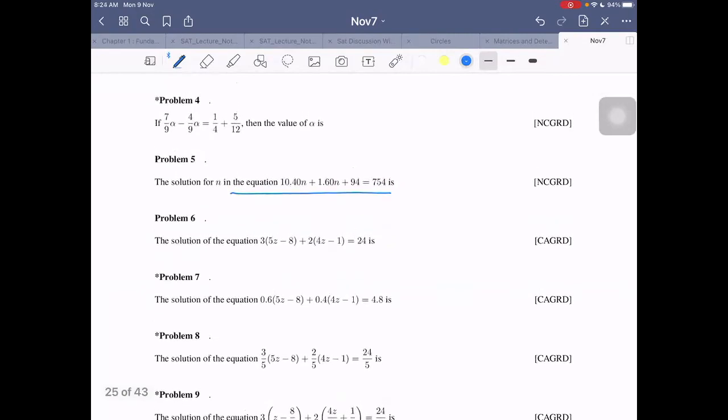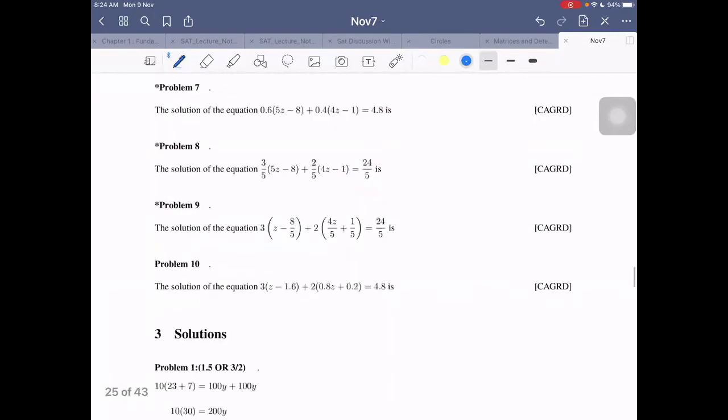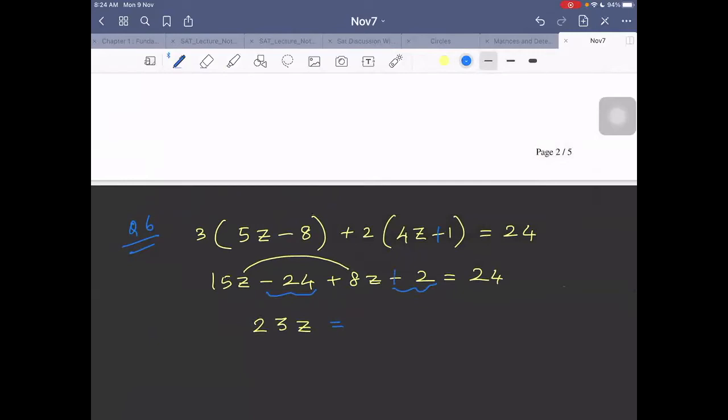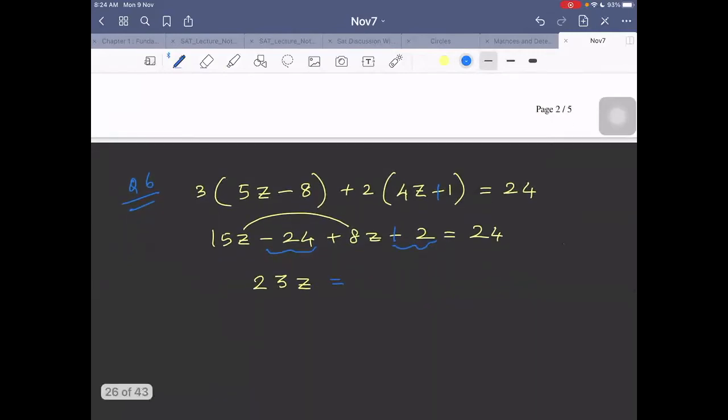Rectify this question here. You rewrite it as 4z plus 1. Make it 4z plus 1. Please do correct the question. So in that case, it will be 4z plus 1. We have plus 2 here. So minus 24 goes to the other side, it becomes plus 24. Plus 2 goes to the other side, it becomes minus 2. And you have a 24 there.